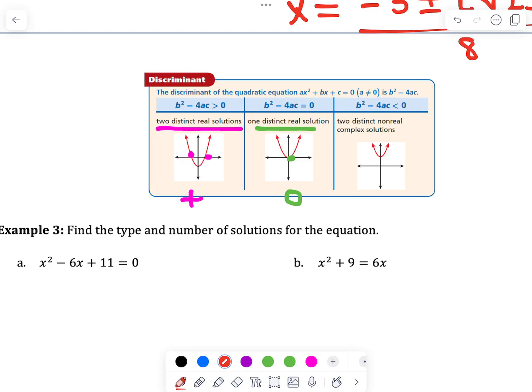The third scenario is when you have a negative discriminant. Notice that you do not have any x-intercepts. So you have two non-real complex roots.